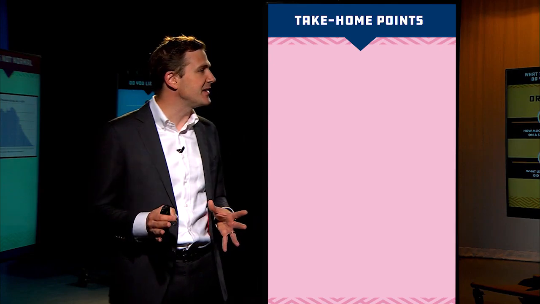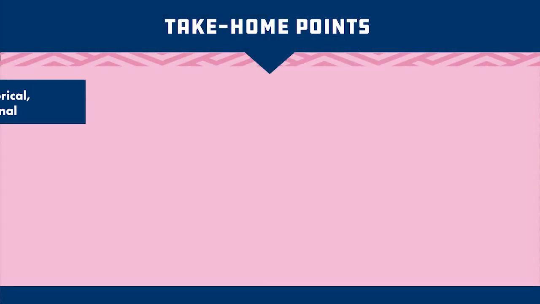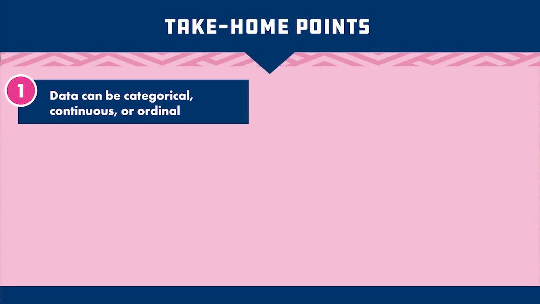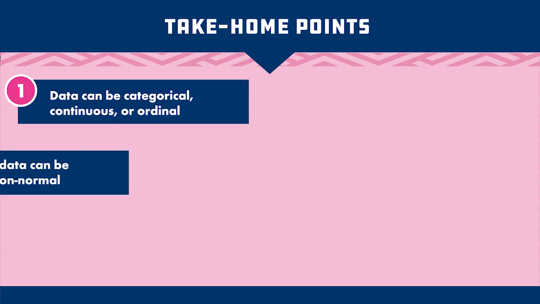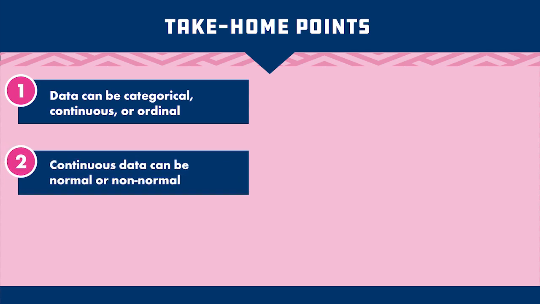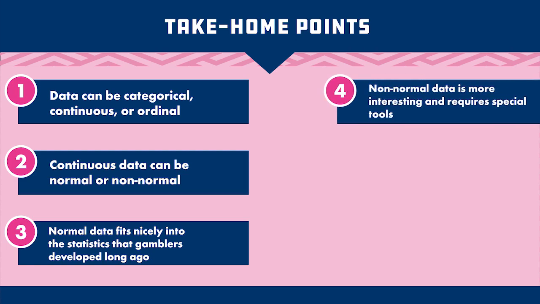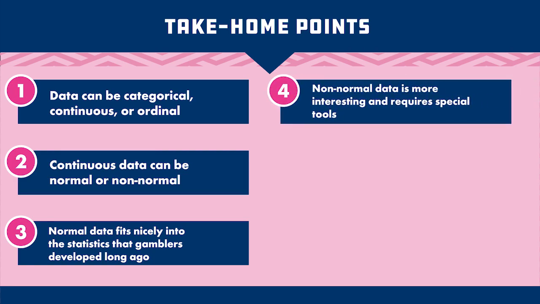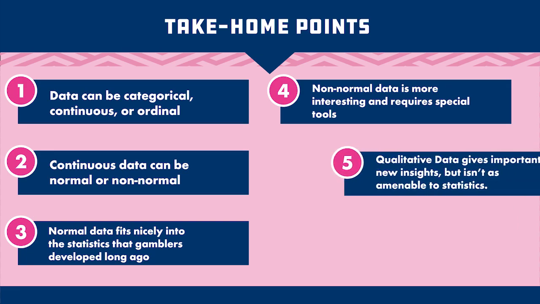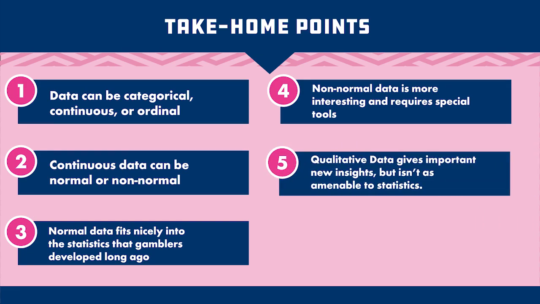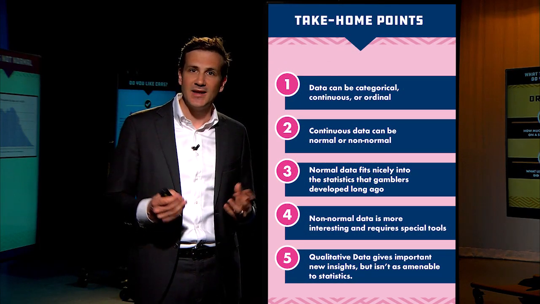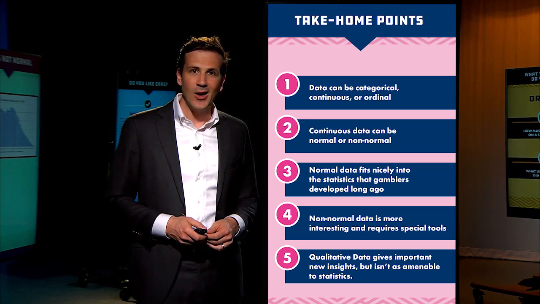So some take-home points about the types of data. Data can be categorical, continuous, or ordinal. If you've got continuous data, it can be normal, that nice bell shape, or non-normal, something else. Normal data fits nicely into the statistics that gamblers developed long, long ago. But non-normal data is more interesting and requires special tools. Qualitative data gives important new insights, but isn't amenable to statistics. So keep an eye on the type of data that's in the study, and you'll understand how it was analyzed.